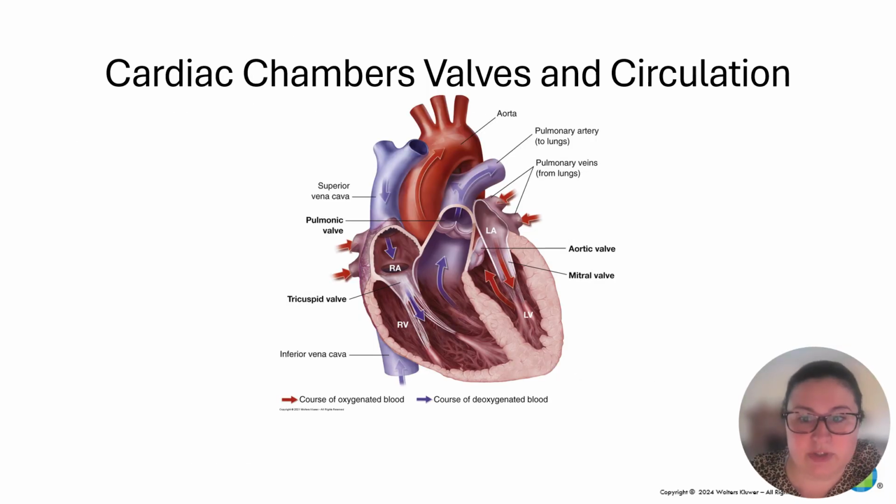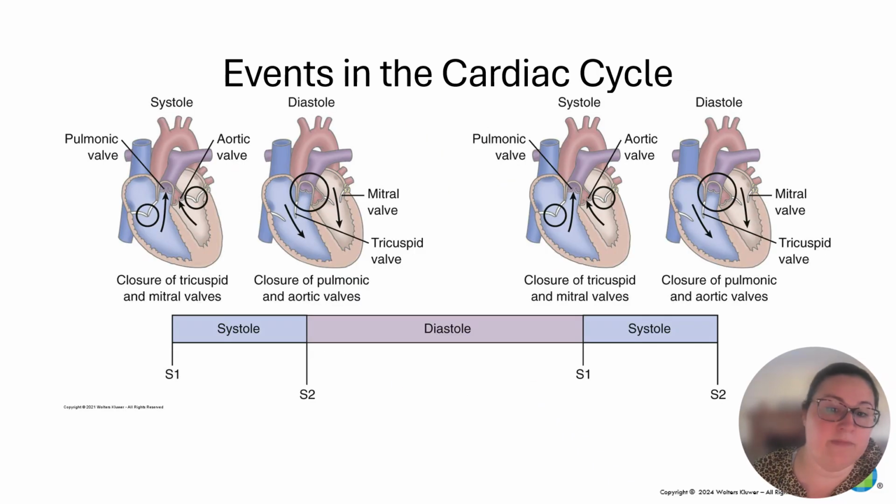The cardiac chambers, valves, and circulation of the blood. I'll go over this in a couple of different slides, but ultimately, deoxygenated blood comes from the body into the right atrium, which then goes through the tricuspid valve into the right ventricle, out of the right ventricle through the pulmonary valve, pulmonic valve, out into the pulmonary artery to the lungs. The lungs then bring it back through the pulmonary veins into the left atrium, through the mitral valve into the left ventricle, and then out the aortic valve into the aorta and out into the systemic circulatory system. This should be a review for everyone.